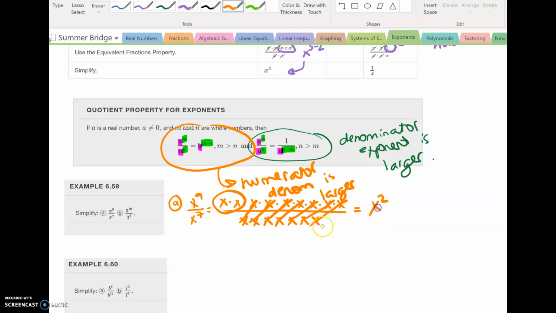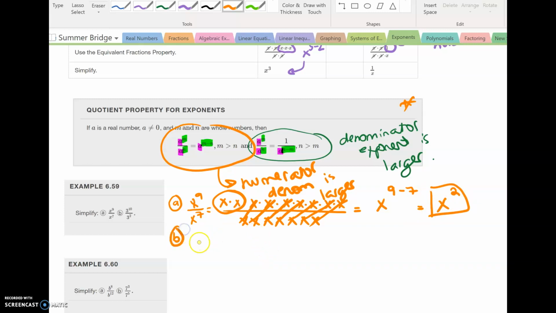Instead of just doing all of that and crossing everything off, because I have my quotient property of exponents, I can say, well, my larger exponent is in the denominator, so my answer is going to end up being in the denominator. So I'm going to subtract the smaller exponent from the largest exponent, and I end up with x squared. So notice it's the exact same thing. It just took me a whole heck of a lot less time to do.